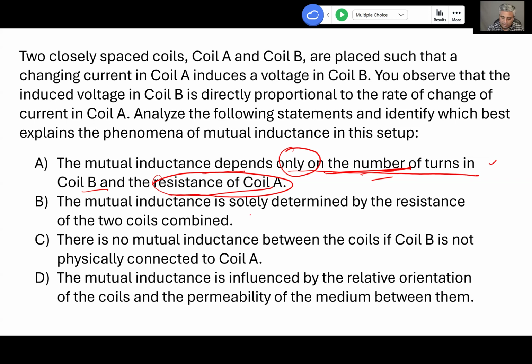Mutual inductance is solely determined by the resistance. Just like I said, it does not. There is no mutual inductance between the coils if coil B is not physically connected to A. And we saw it happens because it gets connected through the flux. So for flux, we don't need a connection. Okay. So all of these are incorrect, meaning this must be correct.